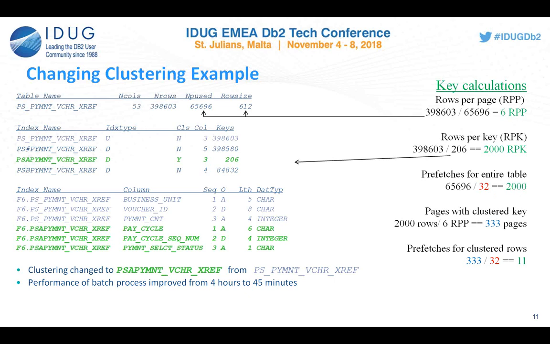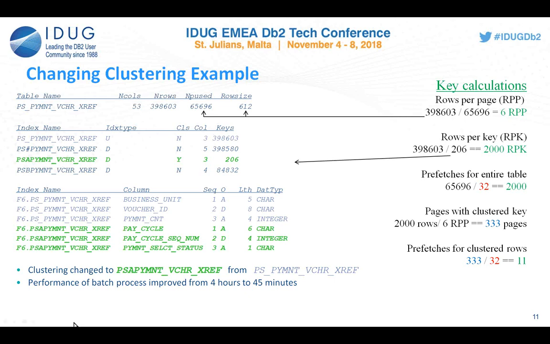If we look at the number of pages with clustered keys, if we put all of those pages together, we end up with 33 pages. And we look at the prefetches for clustered rows, it gets down to only having to read 11 prefetch operations to read the 2,000 rows we're after. If we're not doing that and we're going through this index, we're basically having to read so many rows that the prefetch was a better choice.